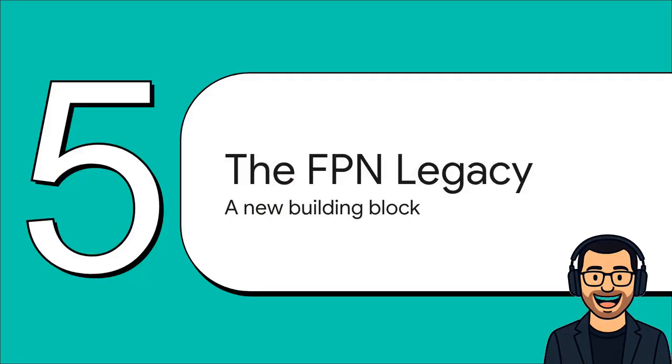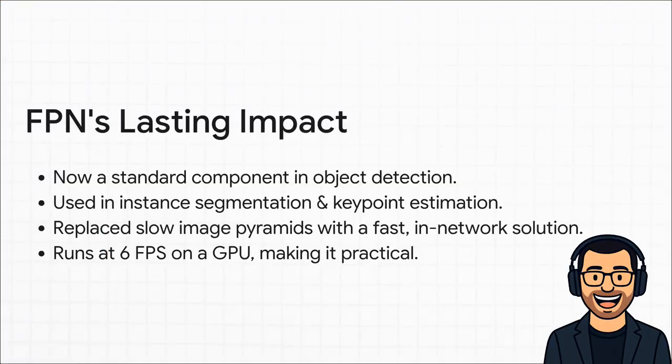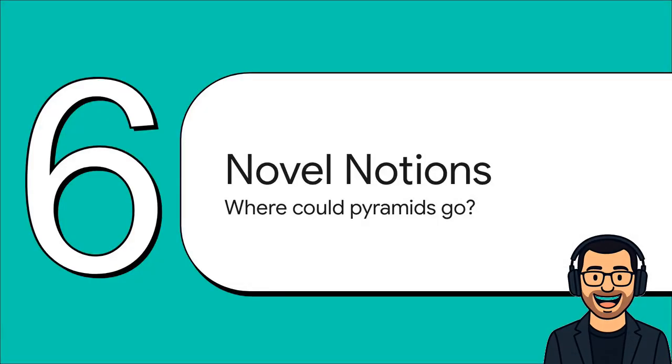But the impact of this paper went way beyond just those initial leaderboard results. It really fundamentally changed how the entire field thought about the problem of scale. You see, FPN's elegant and efficient design meant it was quickly adopted not just as some clever trick, but as a standard fundamental building block in pretty much all modern object detection architectures. And its usefulness quickly spread to related tasks like instance segmentation and keypoint estimation. It finally delivered on the promise of multi-scale detection that was both super accurate and fast enough to actually use in the real world.